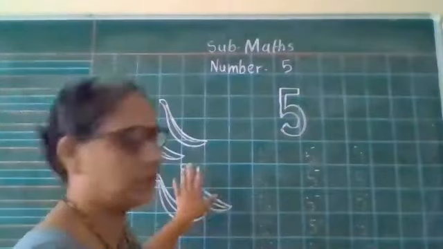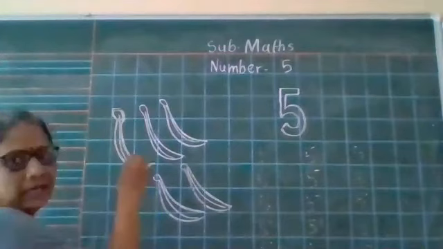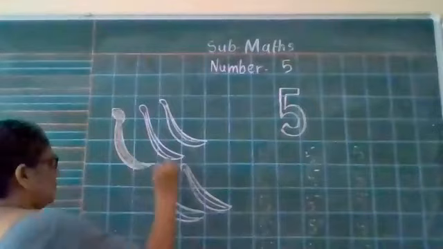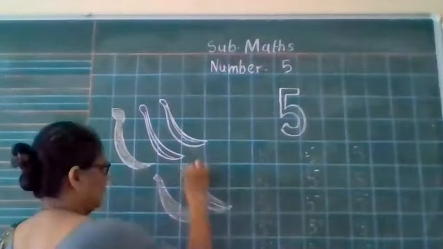Make the outline first. Do not go outside. And color it slowly, slowly. Okay. I color slowly, slowly. Make the outline and color slowly, slowly.